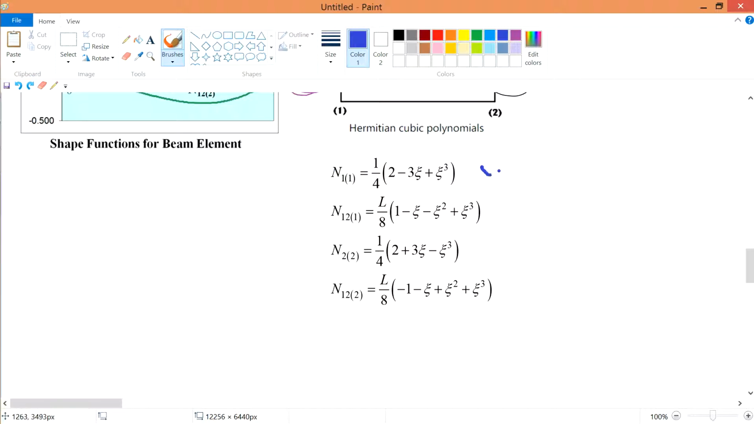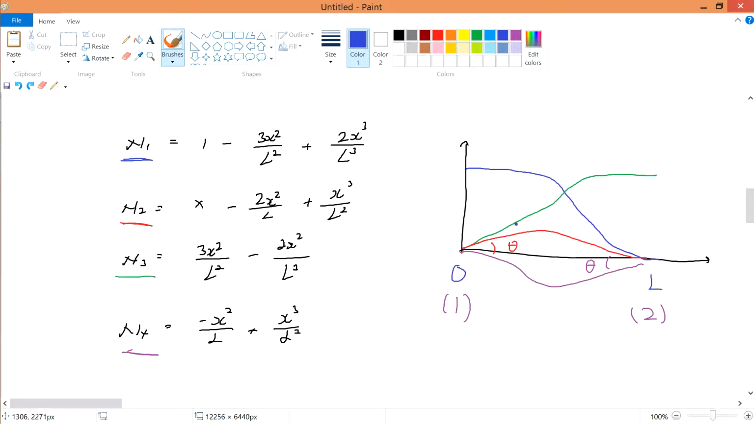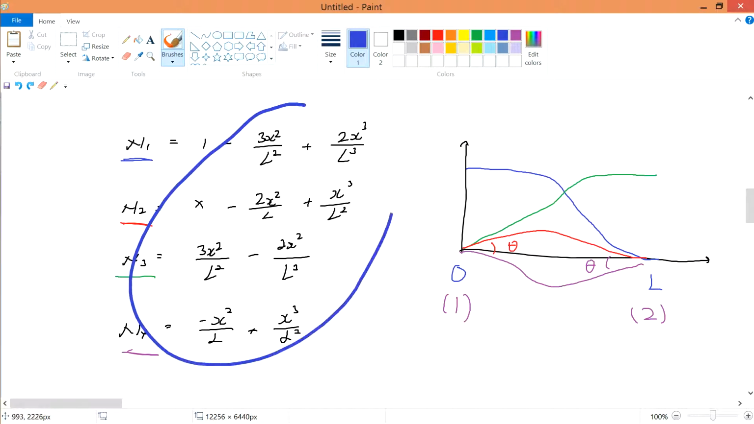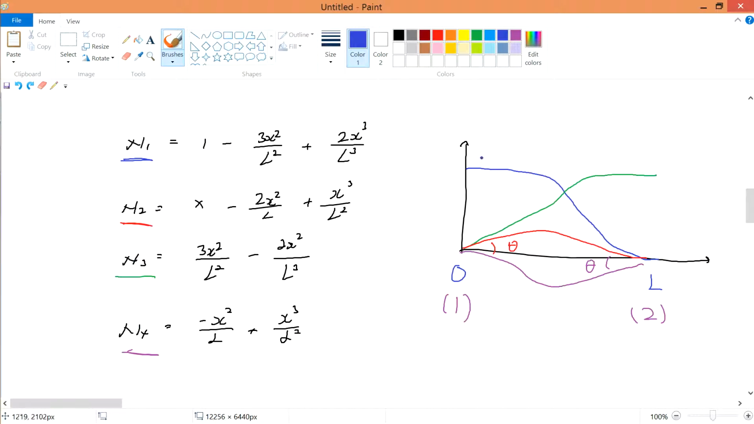Now we're going to show you the shape functions in terms of X, and their corresponding shapes are all this. N1 is this one, N2 is this one, and so on. At the end of this next video we'll cover how these relate to this graph. In this video I'll just convey these things first.